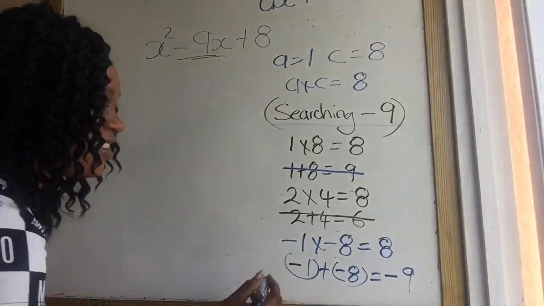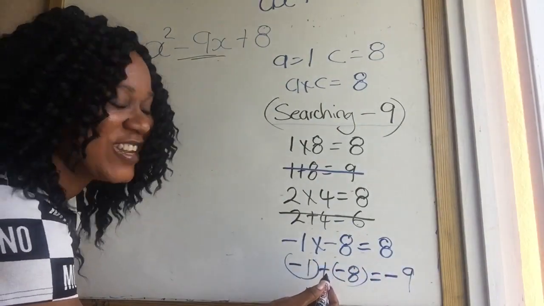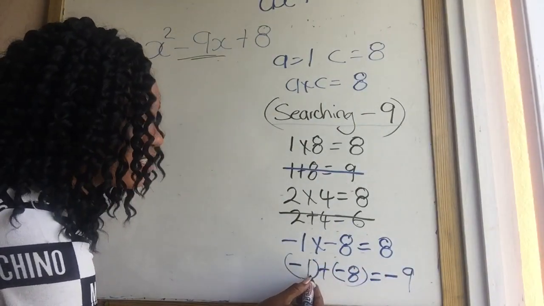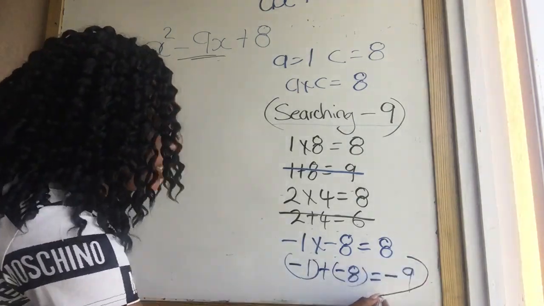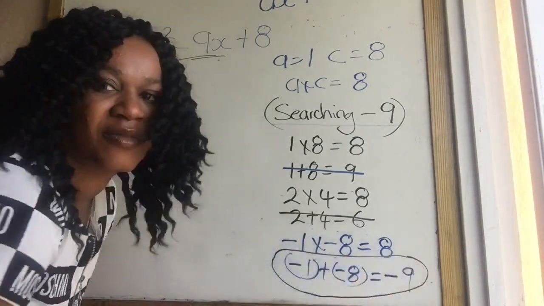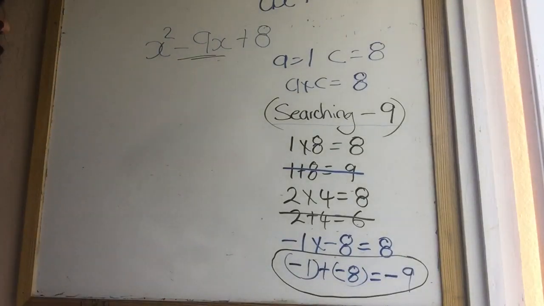So here we are going to run with this. Cool? So we are going to run with minus 8, minus 1, sorry, plus minus 8. So we can run with this. And this is what we are going to do.